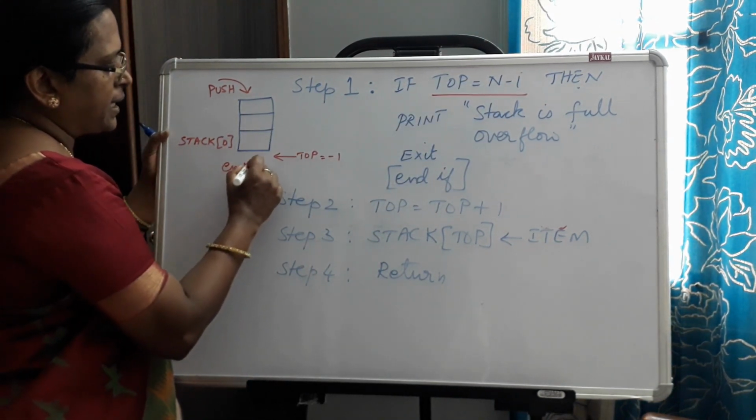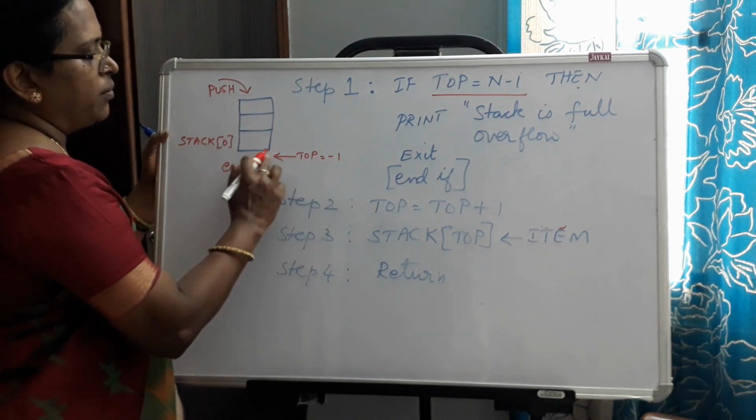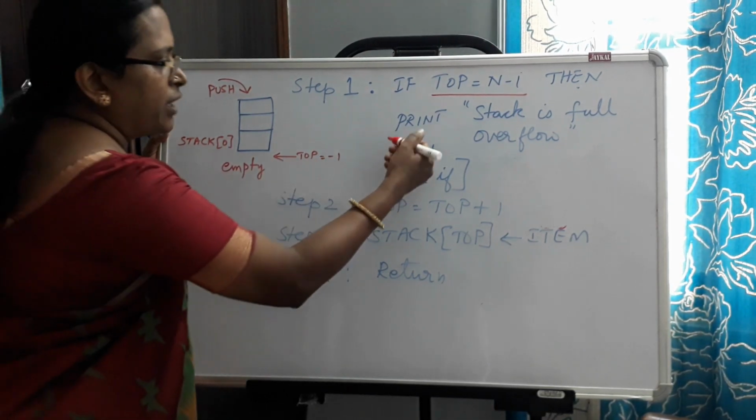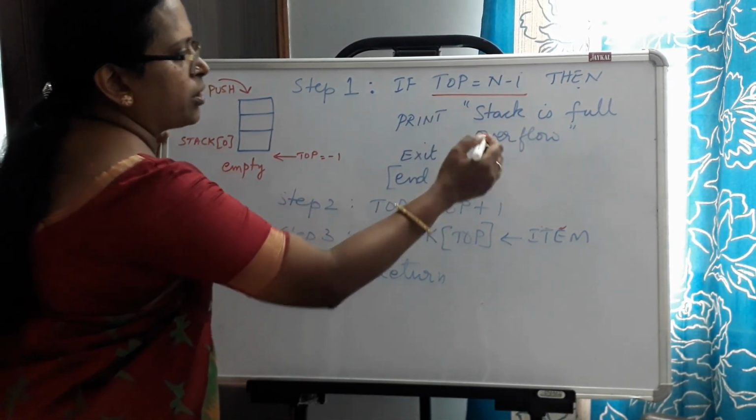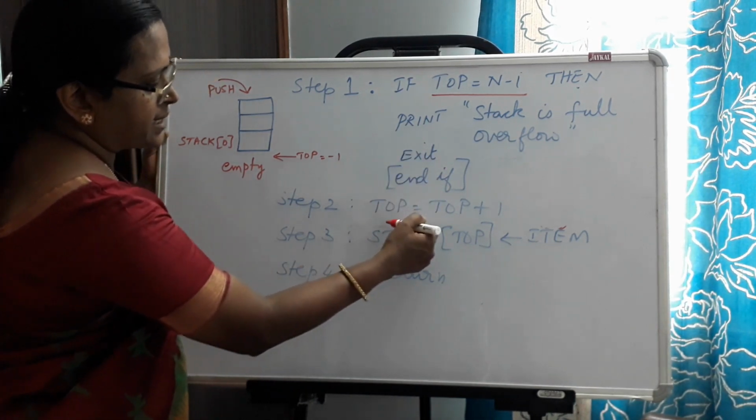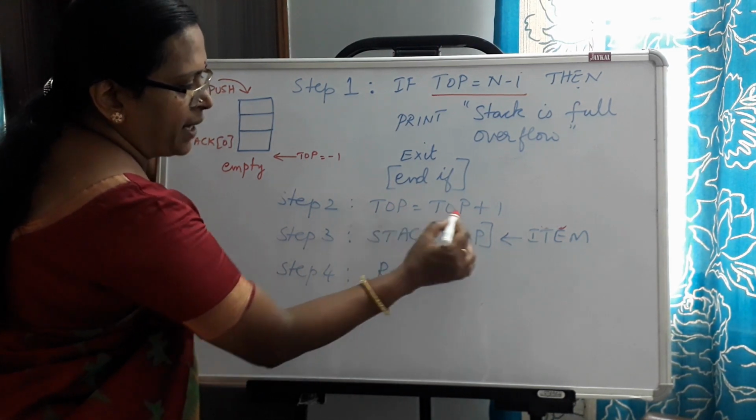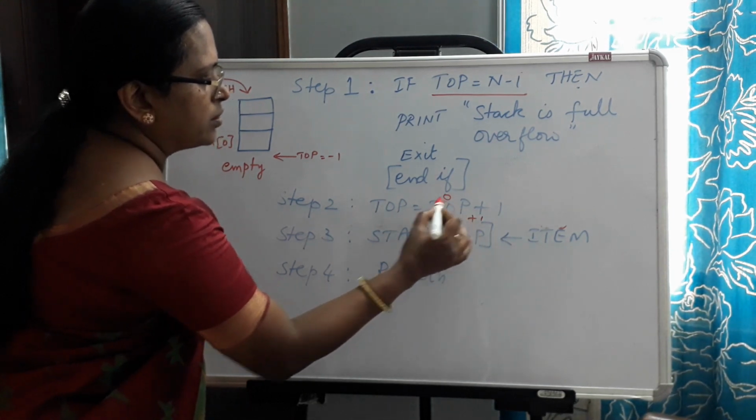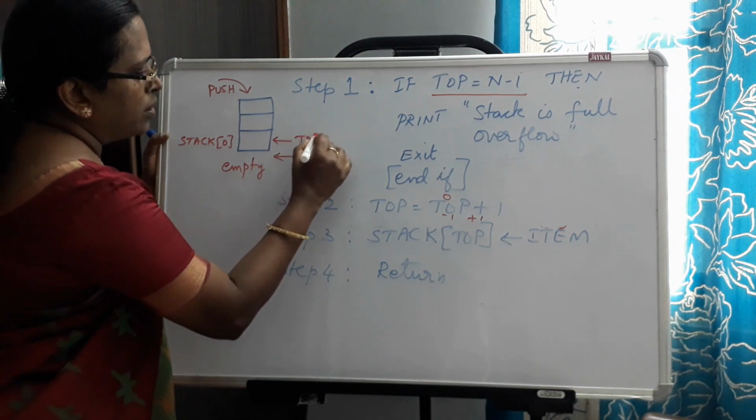This is the empty stack condition, where top is pointing at null, equal to -1. We go to the next step. We are not executing these two statements, that is printing stack is full, because it is not full, and we are not exiting. We go to step 2, where you increase the top pointer by 1. So top is -1 plus 1, which is 0. So we are pointing at this location now, top.